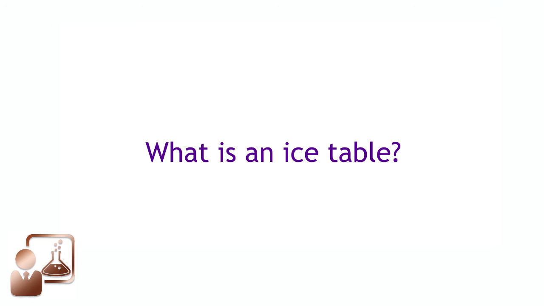What is an ice table? An ice table is a way of organizing information about a chemical equation, about a chemical reaction at equilibrium, to help you see any missing pieces, to help you see the full picture, the big picture of the system.